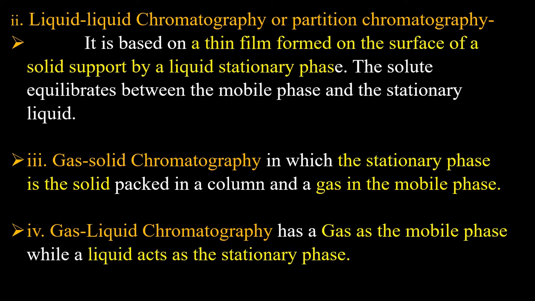Third one, that is gas-solid chromatography, in which the stationary phase is solid packed in a column and a gas is the mobile phase. Means the stationary phase is packed in the form of solids in the column and gas is the mobile phase. Now the fourth one, that is gas-liquid chromatography, has a gas as the mobile phase while liquid acts as the stationary phase. In gas-liquid chromatography, liquid is the stationary phase whereas gas acts as the mobile phase.